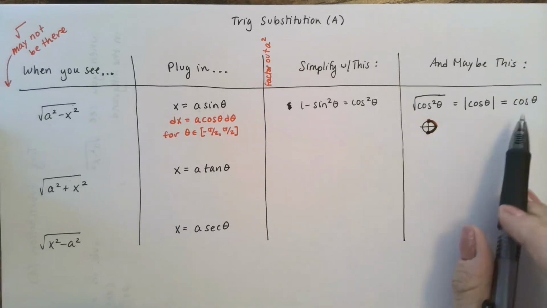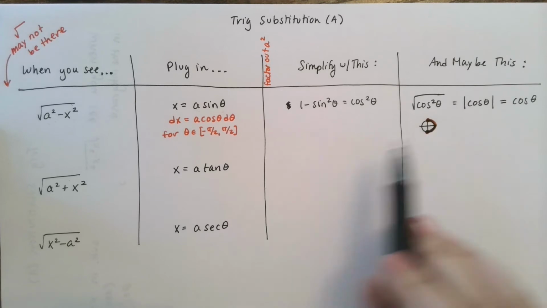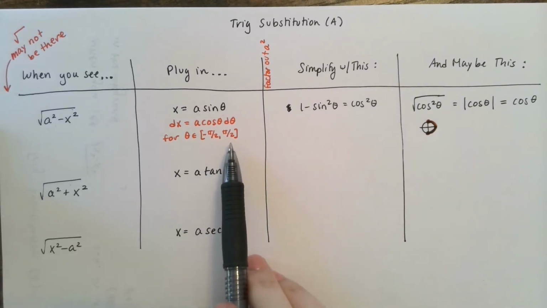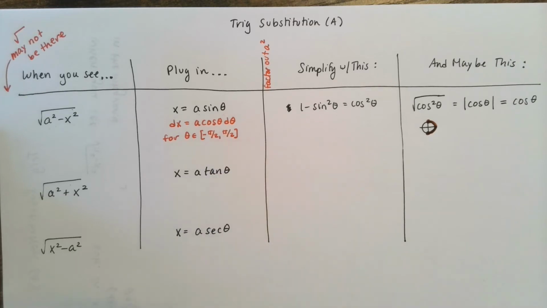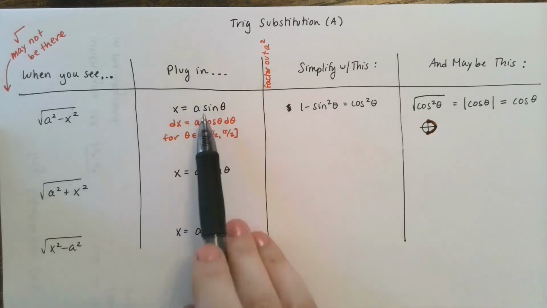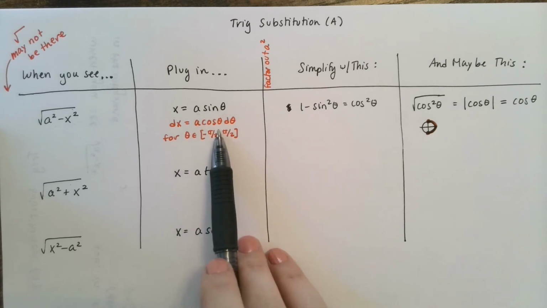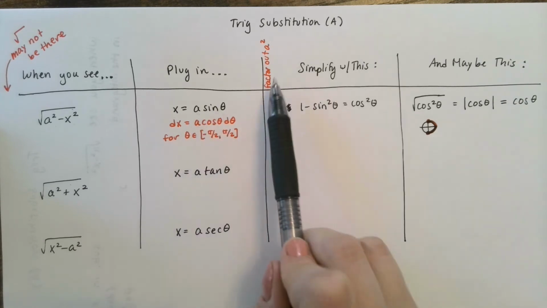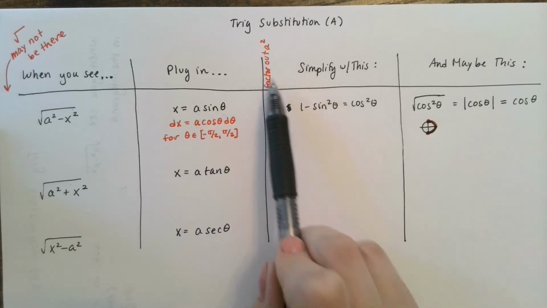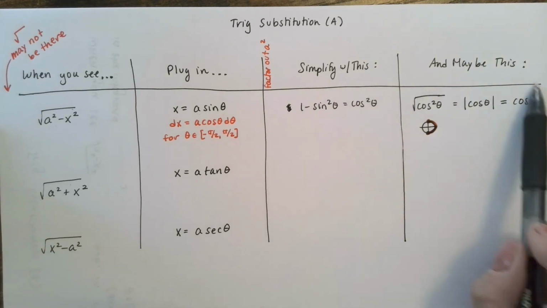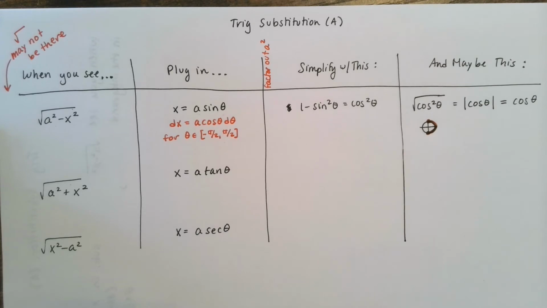So you can do this only because of the restriction that was on theta to begin with, and that restriction is there because it's the range of arcsine, but don't stress that part. Okay, so when you see this thing, you're going to make this substitution, and there's a lot of work involved here. You're going to compute your derivative, actually plug stuff in, factor out that a squared, use this trig identity to simplify, and then probably this one to simplify a little more.